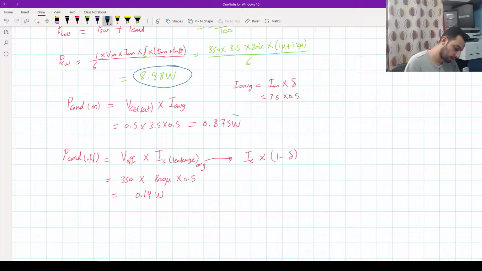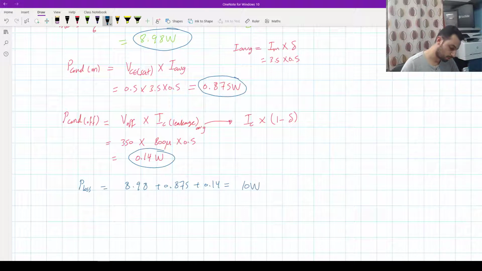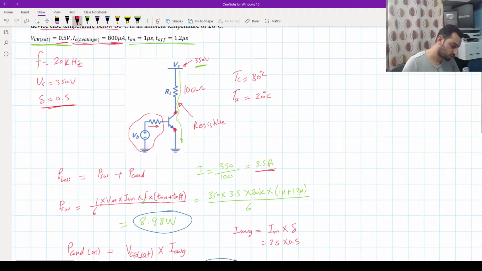Okay, so we have here the switching losses, the on-state conduction losses and the off-state conduction losses. All of them should be just summed up. So we have the first one and second one and third one, and all of them will be 10 watt. Okay, so this is the answer for the first question.